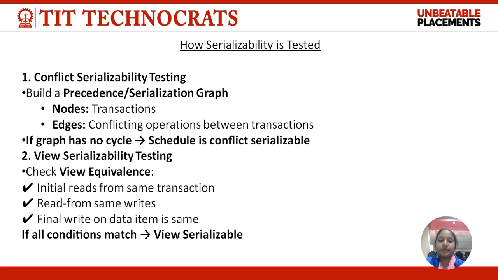Testing serializability. DBMS uses two approaches: conflict serializability, where a precedence graph is constructed, and if the graph has no cycle, the schedule is serializable. And second is view serializability, which checks view equivalence based on initial read, read from, and final write.